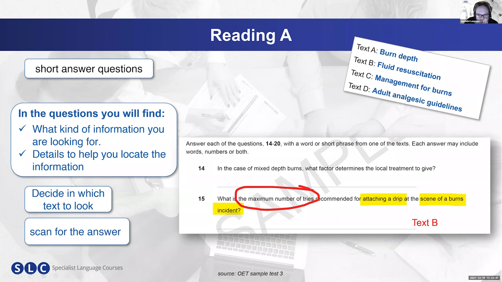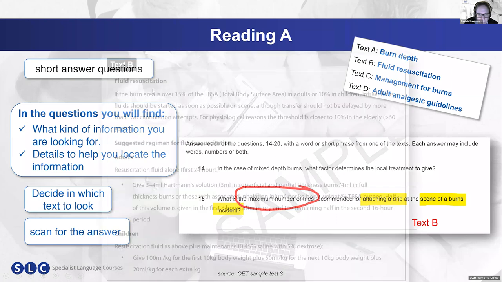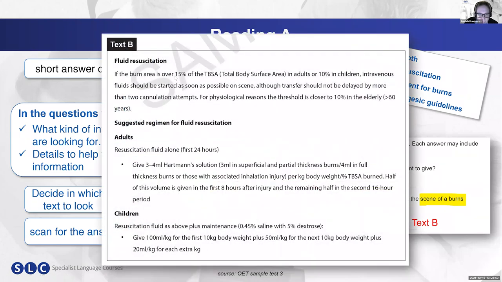So we're looking for scene of the burns and attaching a drip, or IV cannulation or something like that. So here we've got something straight away. Intravenous fluids should be started as soon as possible on the scene, although transfer should not be delayed by more than 2 cannulation attempts. So we know the answer is, as everybody's writing in the chat, the maximum is 2. Okay.